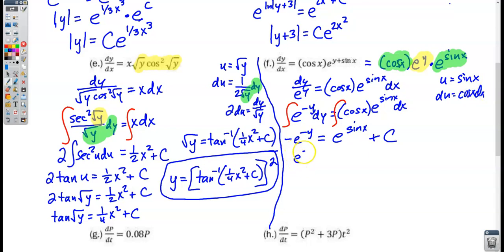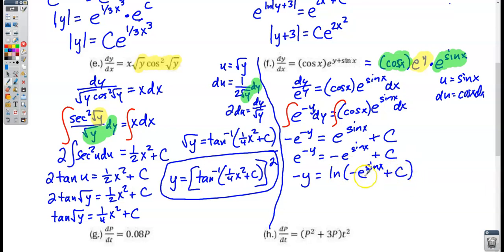We multiply both sides by -1. And when we multiply a constant by -1, it's still a constant. We take the natural log of both sides. The natural log of e to the negative y, since it's a single term, is just going to be the exponent of that. Over on the right-hand side, we've got two terms, though, so we need both of those to be inside the natural log.